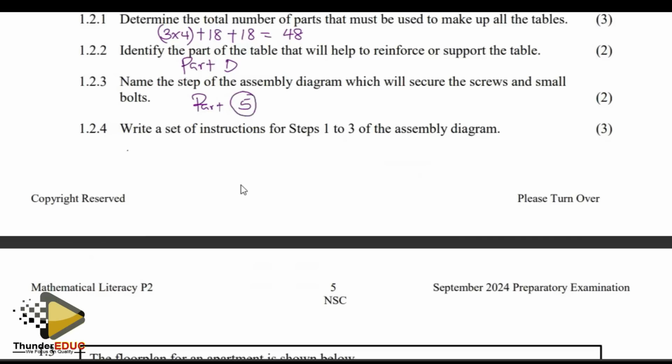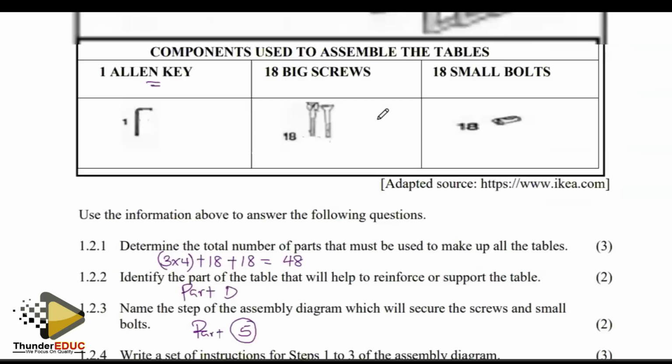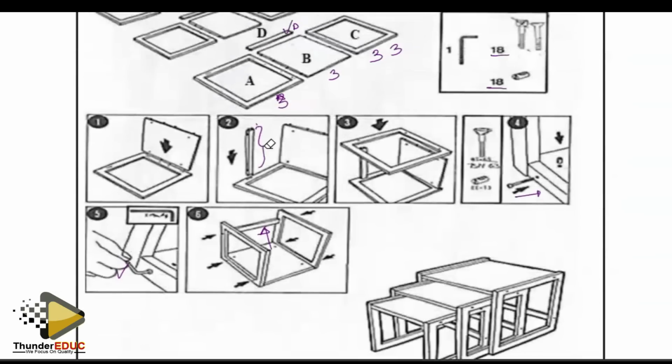All right, write a set of instructions for step 1 to step 3 of the assembly diagram. Let's go and see them nicely. You have to write what you see. Now in step one, we are seeing A being attached to B. So we shall say instruction 1, attach A to B. Instruction number 2, what do you see? We are attaching D onto step number 1.